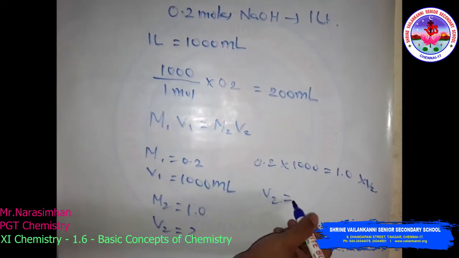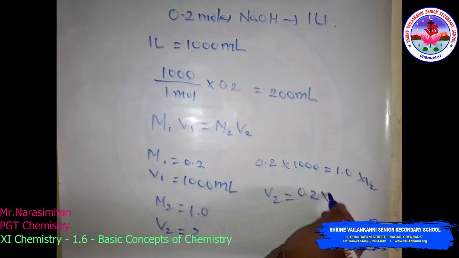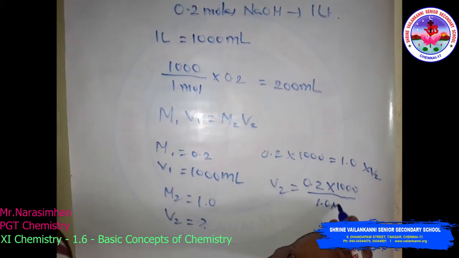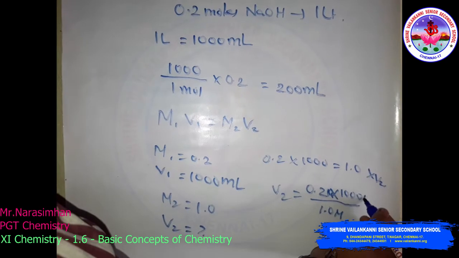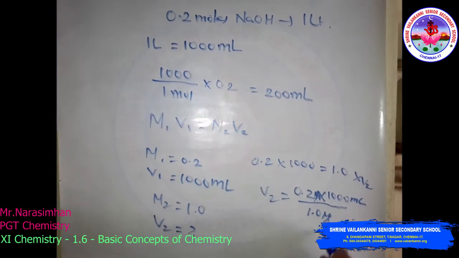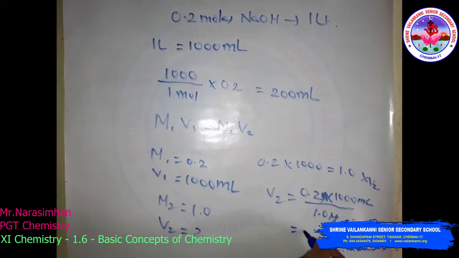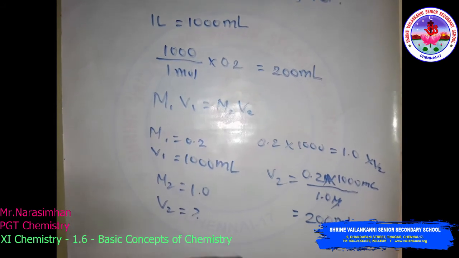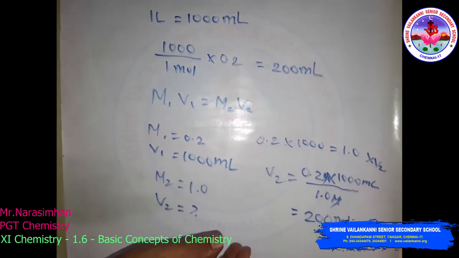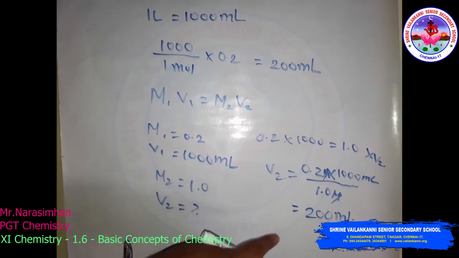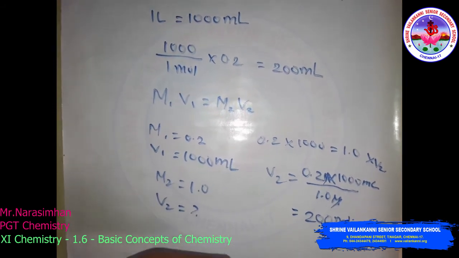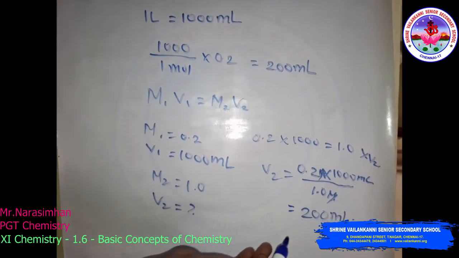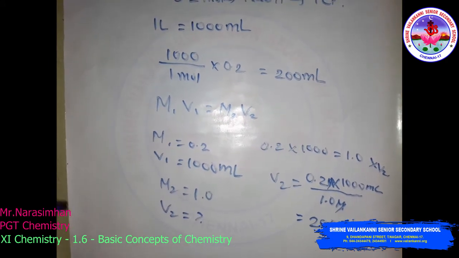So V2 is equal to 0.2 into 1000 divided by 1 molar. This is molar, this is ml. So molar cancels, the remainder is 200 ml. So V2 is 200 ml. That is the number of moles of solute NaOH, 0.2 in 200 ml. It remains 0.2 even after dilution to 1 liter of the solution. So we can change the amount of the solvent. Okay.